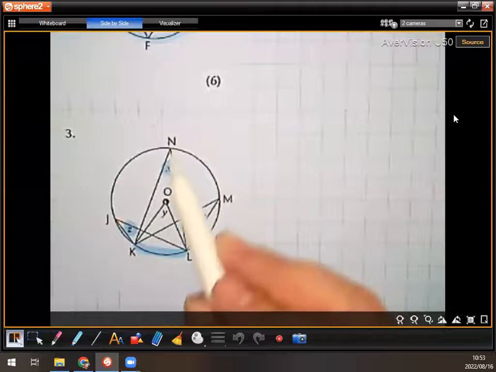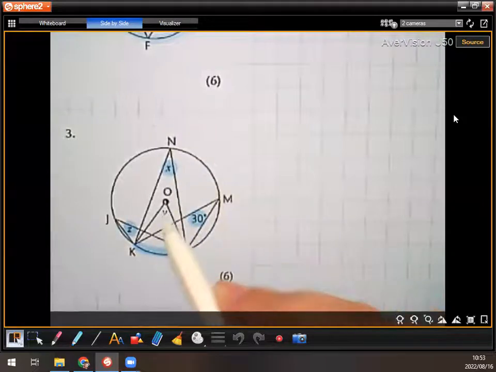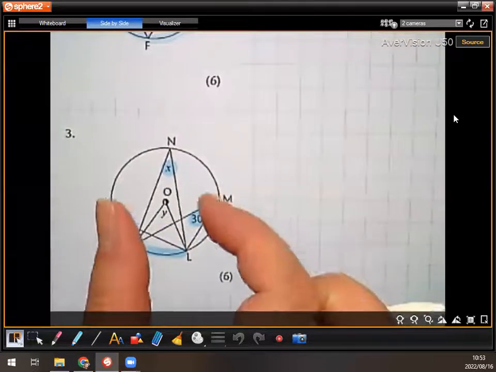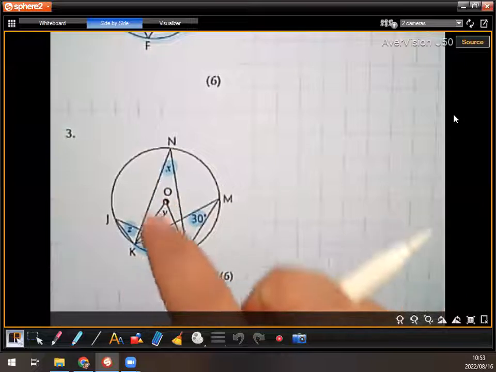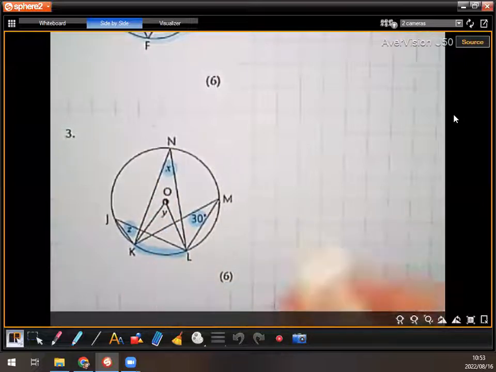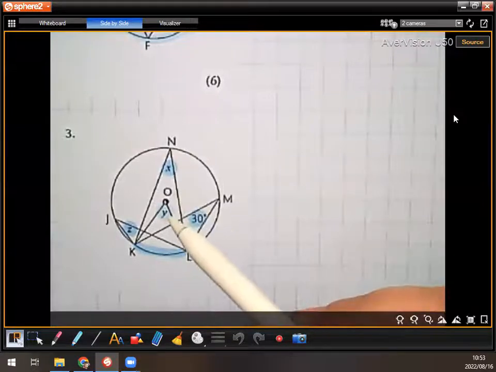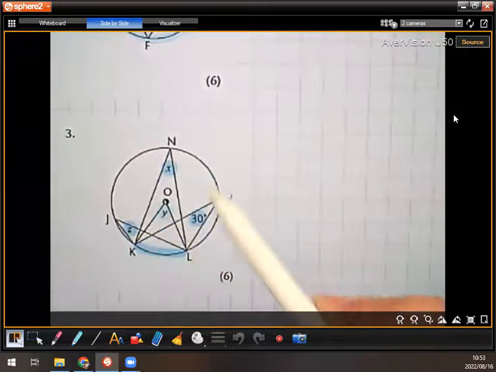Yes, for X and Z is going to be angles in the same segment. And what about Y? Y is also subtended by KL, but is Y at the circumference? No, it's at the center. So Y is going to be 60 degrees, right? The one at the center has to be double the angle at the circumference. So at the circumference we have 30 degrees, at the center it's going to be double that, 60.